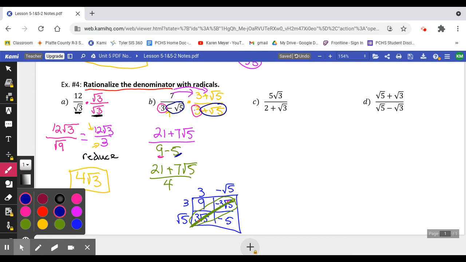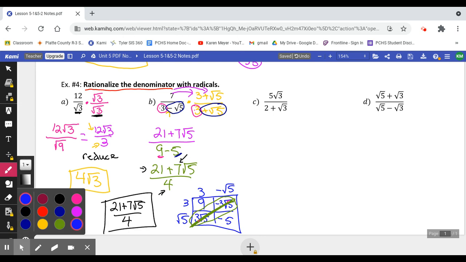But before I call this done, can I reduce? Well, 21, 7, and 4. Nothing goes into all of those. So my final answer is 21 plus 7 square root of 5 over 4. Done.